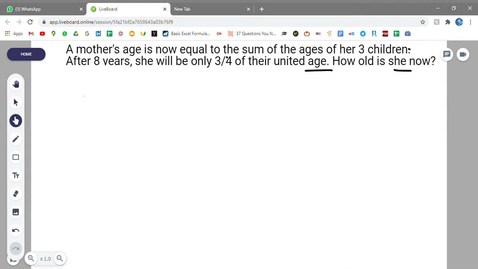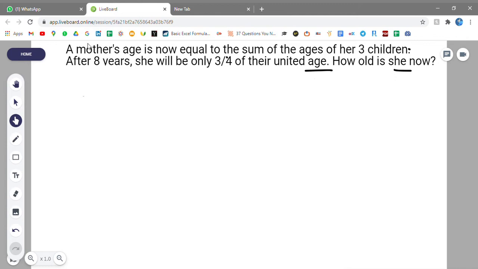Good morning, students. So we are going to see the next problem. So let us first understand the problem. A mother's age is now equal to the sum of age of three children. That is the first part of the question. After 8 years, she will be only three-fourth of their united age. How old is she now? So this is the question.